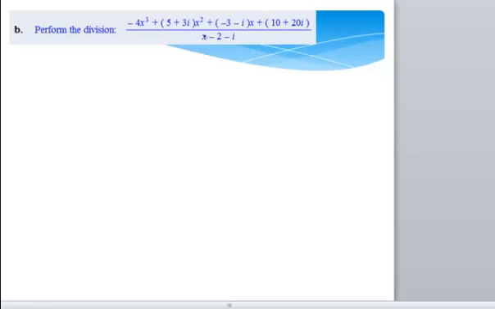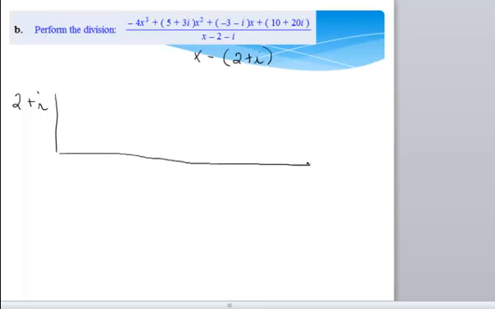So if I wanted to set this up in that form, I would have to factor out a -1. That would give me a 2 plus i inside here. That means I put the 2 plus i on the outside of my synthetic division. And on the inside, I put all of the coefficients of this polynomial. Remember, make sure you aren't missing any terms. So look at your exponents. Starts with 3, 2, 1, 0. So we're not missing any.